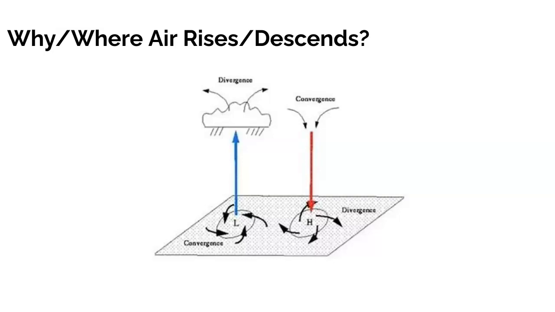Why or where does air rise and descend? So winds blow inward in lower pressure zones and outward in high pressure zones. Low pressure zones produce bad weather and are considered cyclones, while high pressure zones produce good weather and are considered anticyclones. The bad weather in low pressure zones comes from the wind on the ground that converges with warm air, and because of that convergence, it forces the warm air to go upwards, causing storms and stuff.